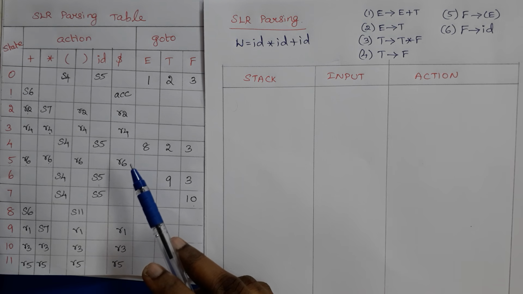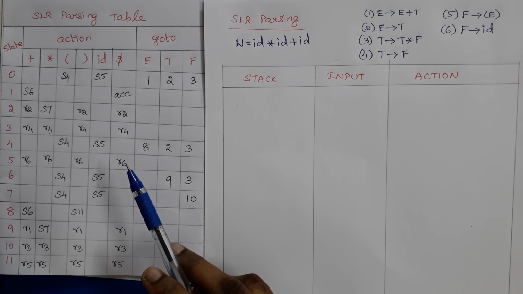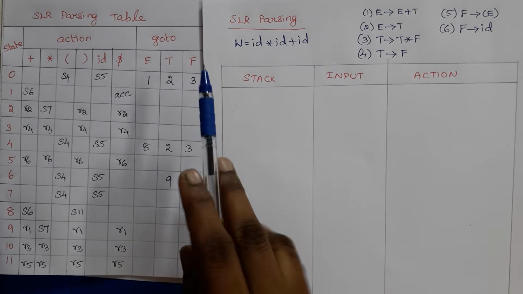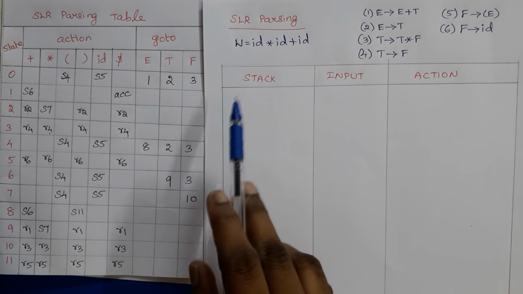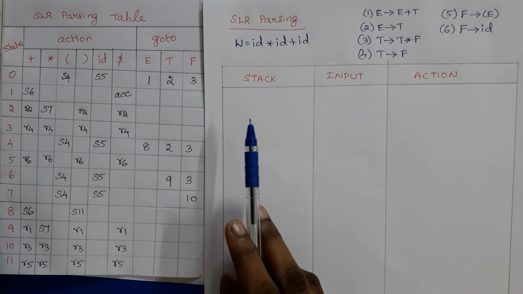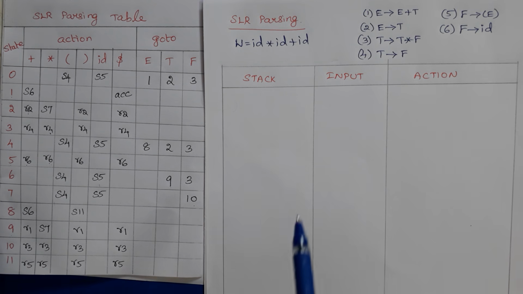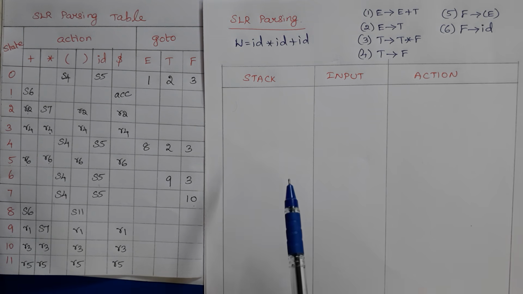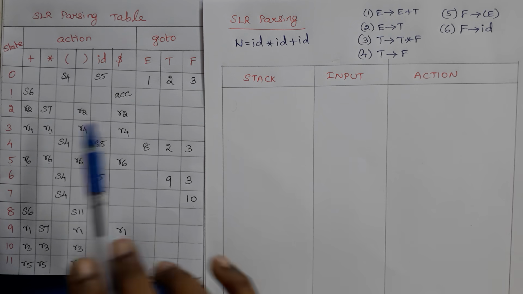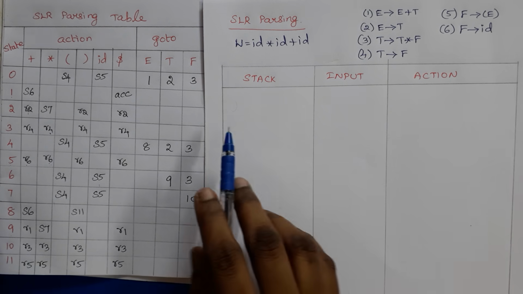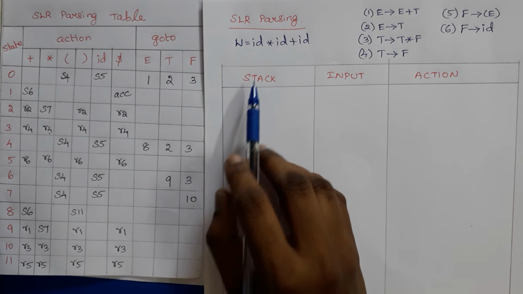And the LR parsing program is common for all three types of LR parser. There are three types of LR parser: simple LR, which we are discussing now, and the other two, canonical LR and look-ahead LR. So the LR parsing program is common for all three types, but the table construction algorithm is different for different types of LR parsing. So now we are going to parse this input string.